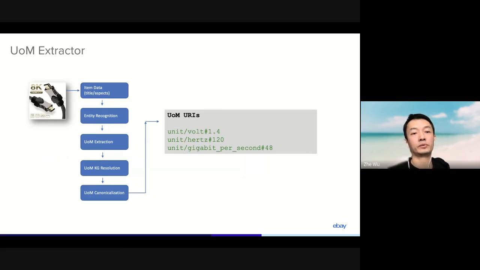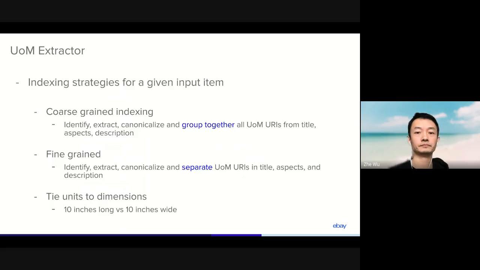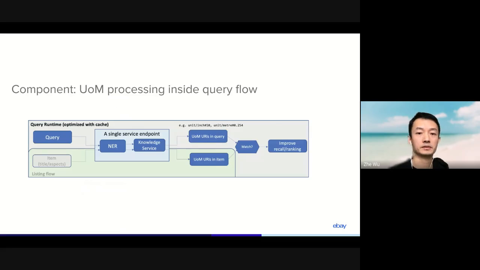This is when we are handling UOMs at listing flow. We take the data, we identify entities, we extract UOM, and then we resolve those UOMs against the KG, and then we canonicalize it. The data in green color is the output. We can identify volt, hertz, gigabits per second, length, weight, you name it. Now let me skip this.